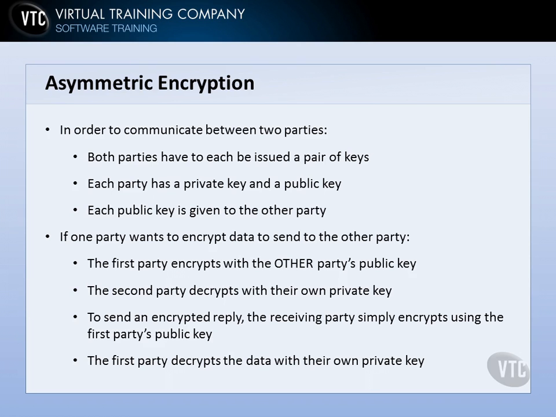Now, if one party wants to encrypt data to send to the other party, then the first party encrypts with the other person's public key. That other person would then decrypt it with their own private key. Okay, but that's only a one-way encryption. How would you send it back the other way? Well, you would send the encrypted reply using the other person's public key, and of course, that person would decrypt it with their own private key. So it works as long as each person has a key pair and each person has access to the other person's public key.